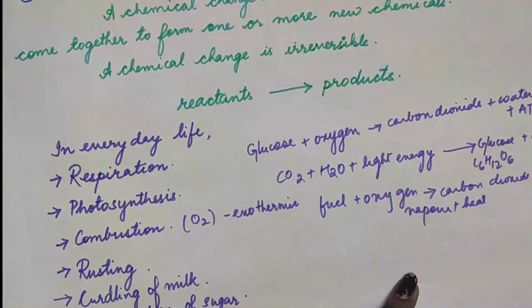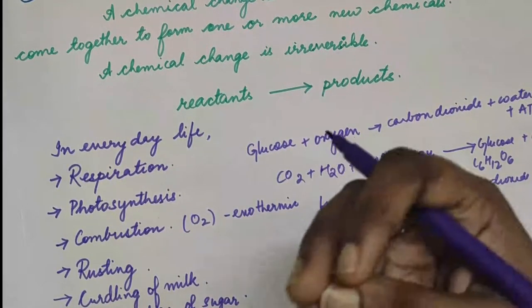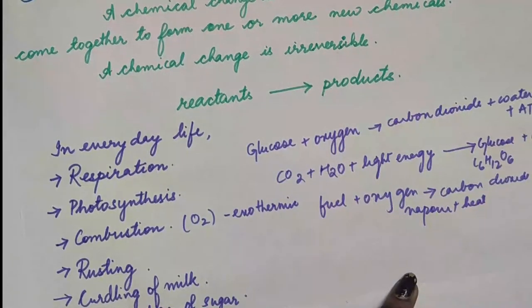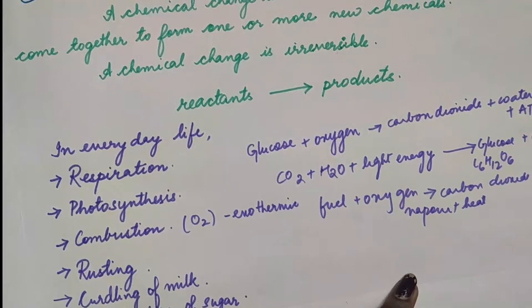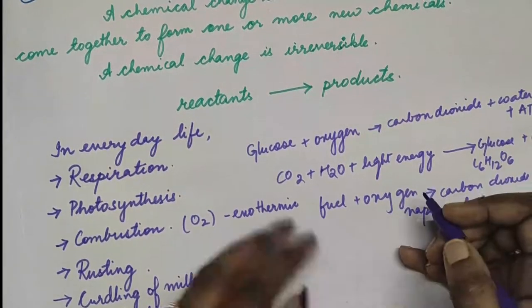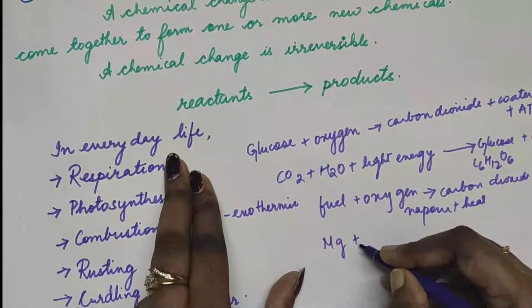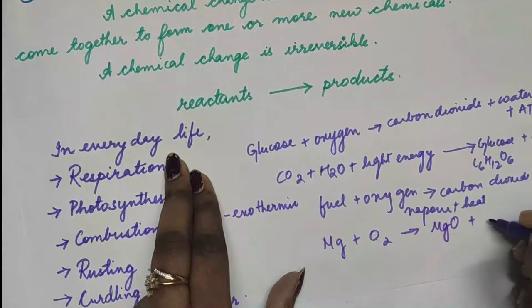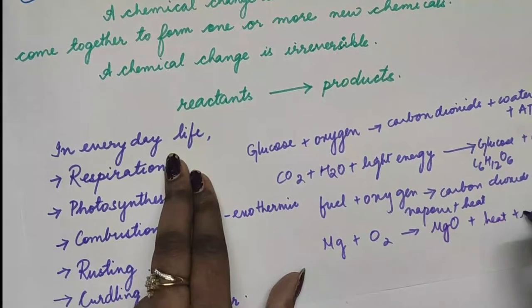Similarly, during Diwali you might be using crackers, different kinds of phool jhadis, to burn. Those are nothing but magnesium metal, which is generally used, and when it is heated or reacts with the oxygen, it forms a white ash called magnesium oxide, and a lot of heat and light is produced.